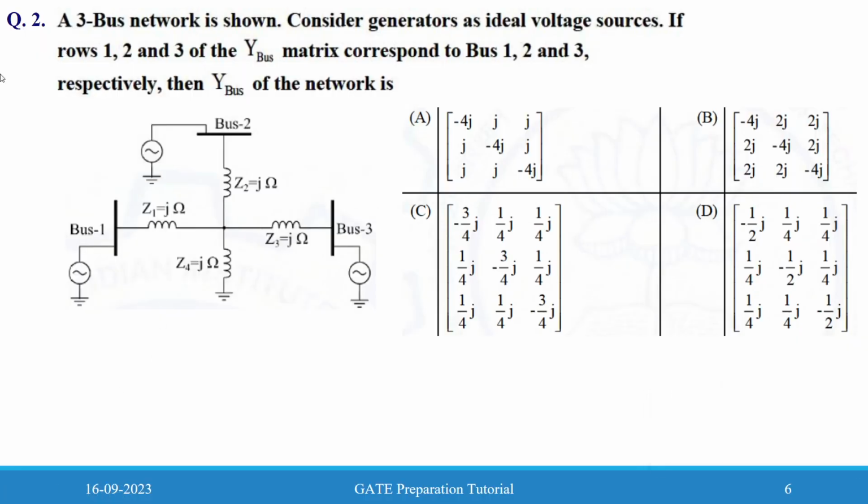So the second problem is that a 3 bus network is shown. Consider generators as ideal voltage sources. If rows 1, 2 and 3 of the Y bus matrix correspond to bus 1, 2 and 3 respectively, then the Y bus of the network is. And this has been asked recently, in 2021.